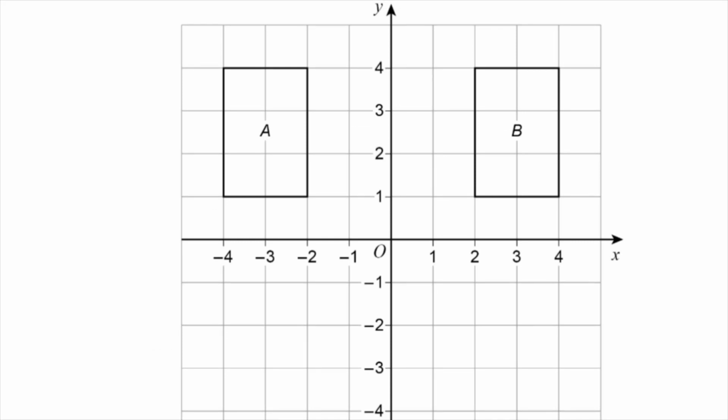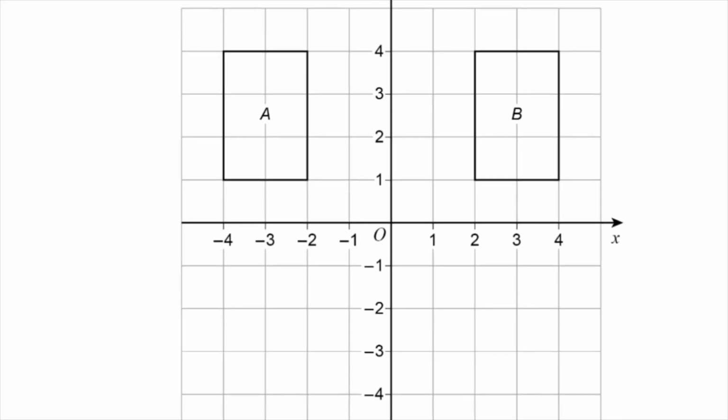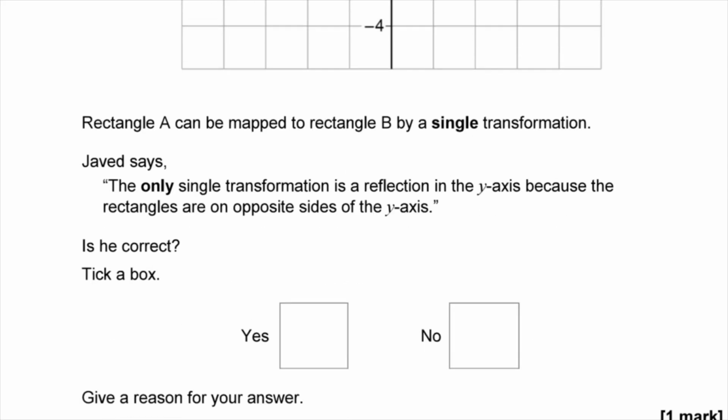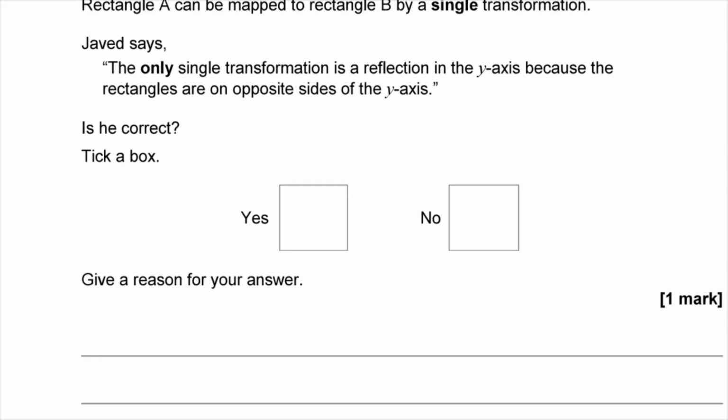Well, yeah, it could be a reflection, but it could be all sorts of other things as well. It could actually be an enlargement with scale factor -1, so the image forms on the opposite side of the centre of enlargement, so that would work. Or it could be a rotation about this point here. So it could either be an enlargement with scale factor -1 through that point or a rotation through that point. Either way, you would get A onto B. So he is not correct.